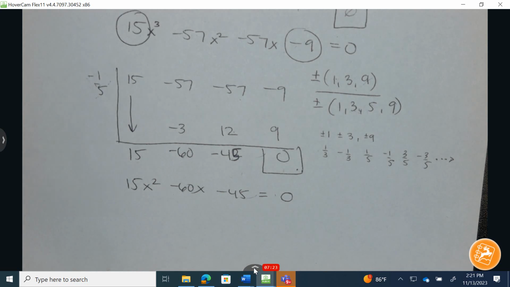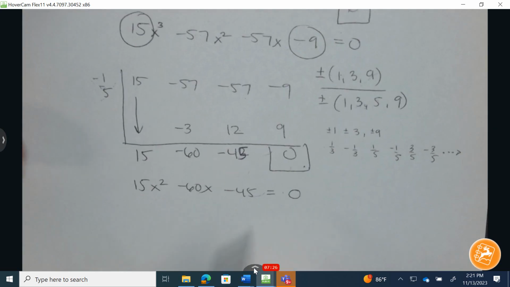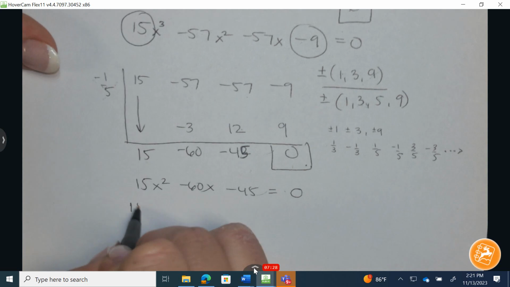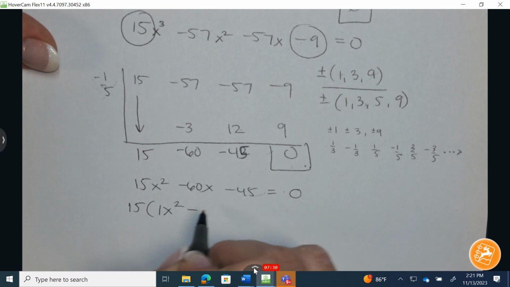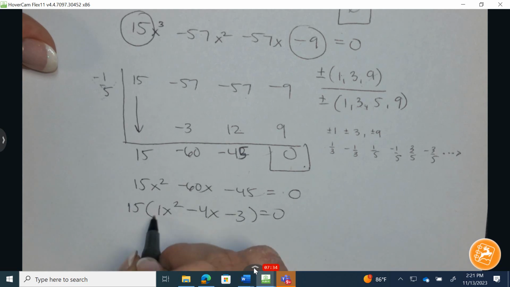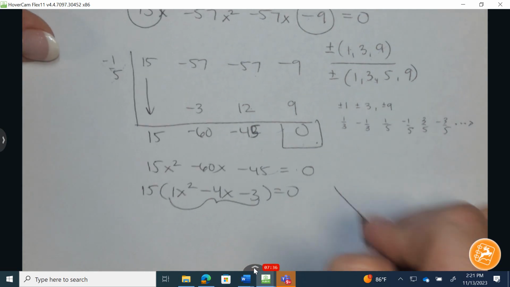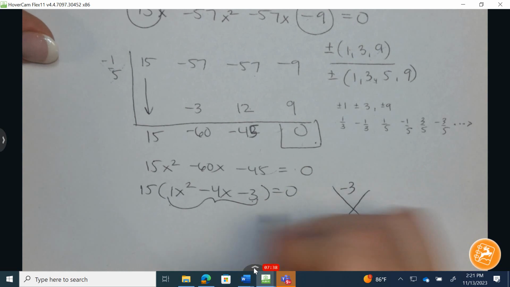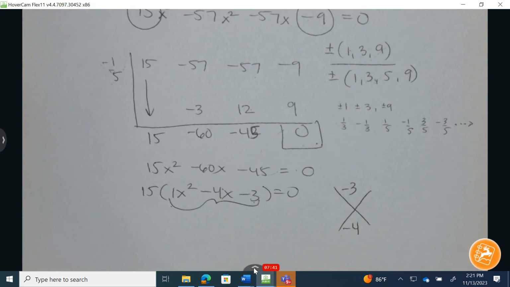And I'm going to try to see if I can factor to solve this. I can look here and I can see they're all divisible by 15. Let's pull out a 15. 1x squared divided by 15 minus 4x divided by 15 minus 3. And I'm going to see, can I factor and solve this trinomial? What multiplies to equal -3 and combines to equal -4?